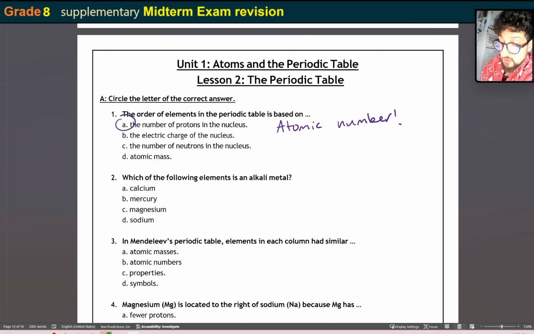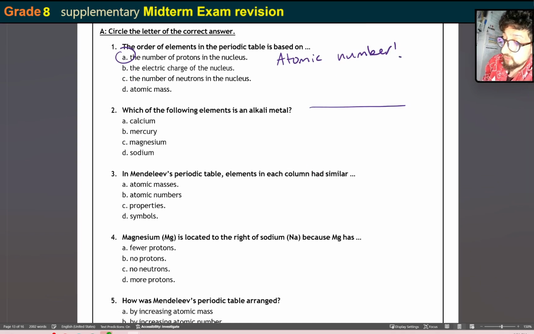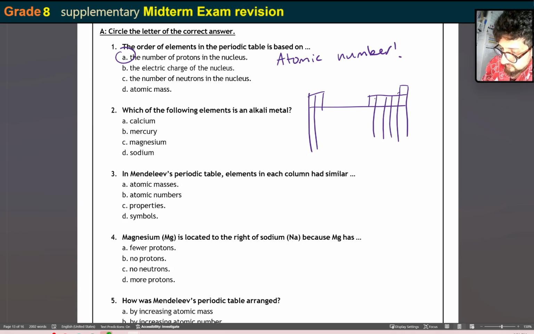The atomic number. Which of the following elements is an alkali metal? So anything group 1 of the periodic table. So the periodic table looks like this, kind of. Yeah, kind of like that. 1, 2, 3, 4, 5, 6, 7, 8. Here we go. That's how it looks like, kind of.